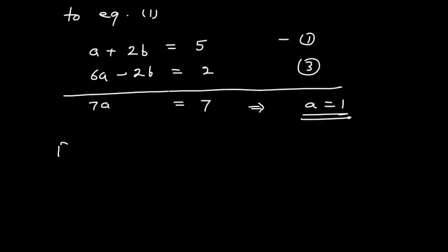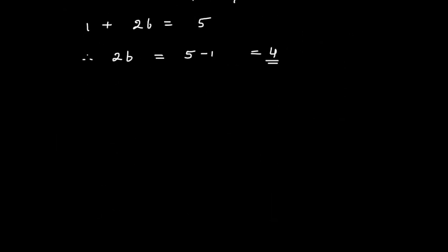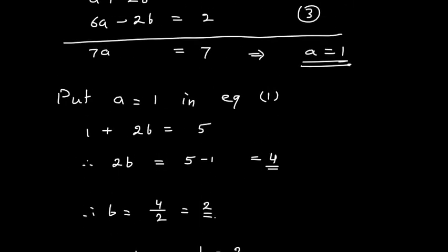and by putting a is equal to 1 in equation 1. So we put a is equal to 1, so it is 1 plus 2b is equal to 5. So therefore the value of 2b is equal to 5 minus 1. 5 minus 1 is 4. So this gives the value of b as 4 upon 2. 4 upon 2 is 2. So therefore I have a is equal to 1 and b is equal to 2.